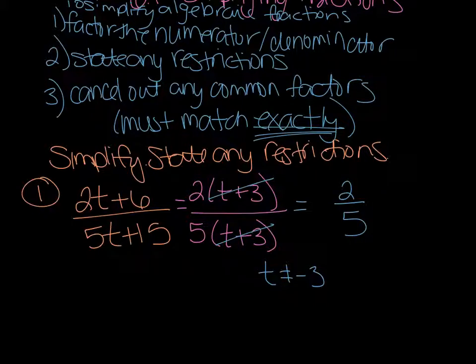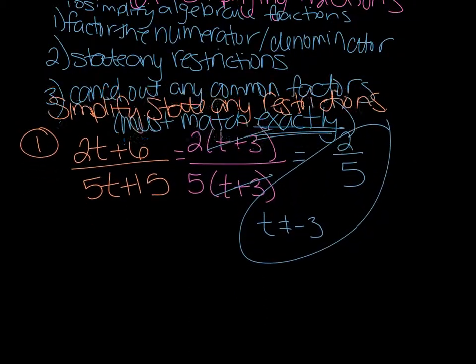2 over 5. The reason why I said the steps are really important is if you wait till the very end to state your restrictions, does this have any restrictions? No. So you have to state your restrictions before you cancel out any common factors. Okay, make sense? So your full answer would be 2 over 5, and t cannot be equal to negative 3. Okay? All right, number 2.